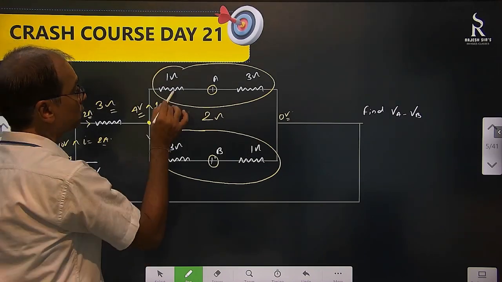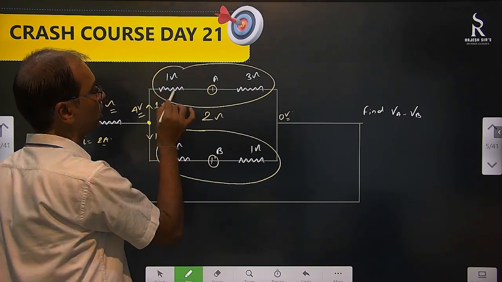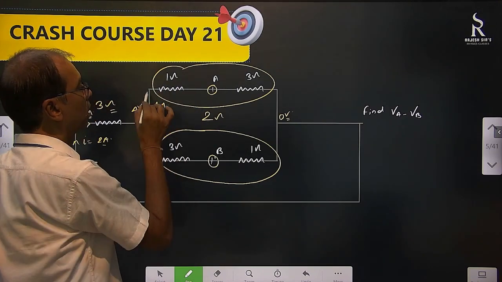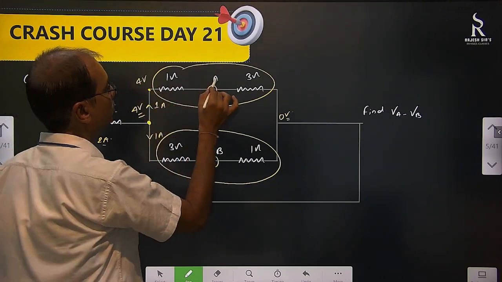Okay. So here, through this 1 ohm, this 1 ampere is going. So how much potential will drop on this? 1 into 1, that is 1. Here what is the potential? 4 volt. Here drops 1 volt. So here comes 3 volt.